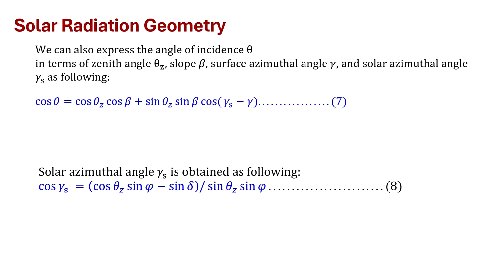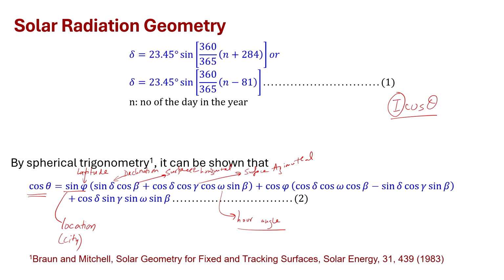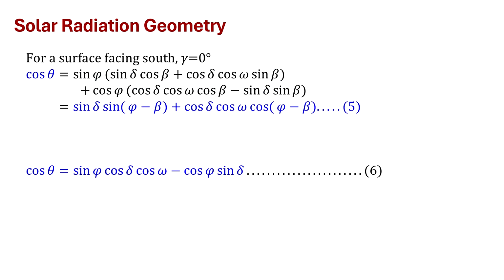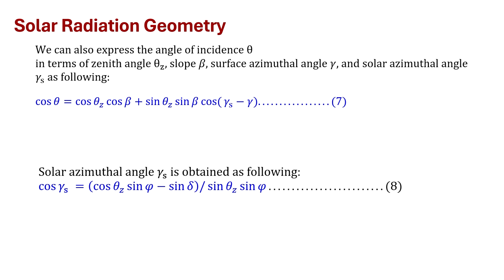So, we can represent theta in terms of theta z, slope, azimuthal angle and solar azimuthal angle. Different ways of depicting can be found, but the fundamental equation remains the same, which is this equation. You have to work out a reduced equation for a given situation from this main equation. So, by using these equations you can calculate the value of theta.